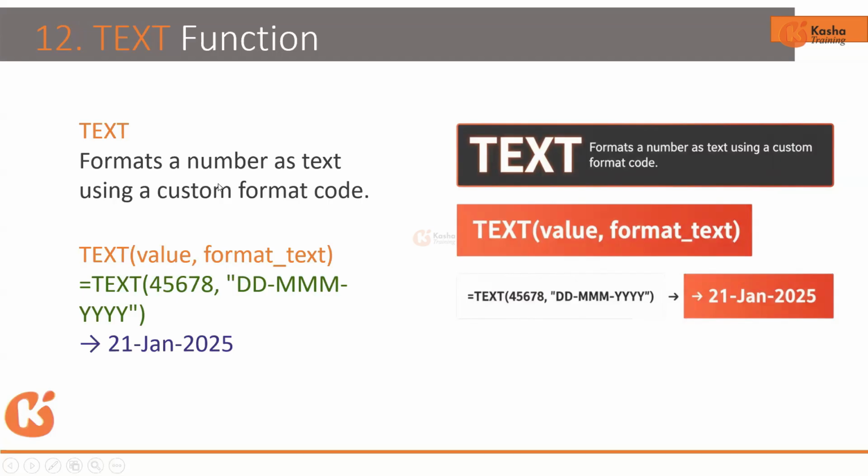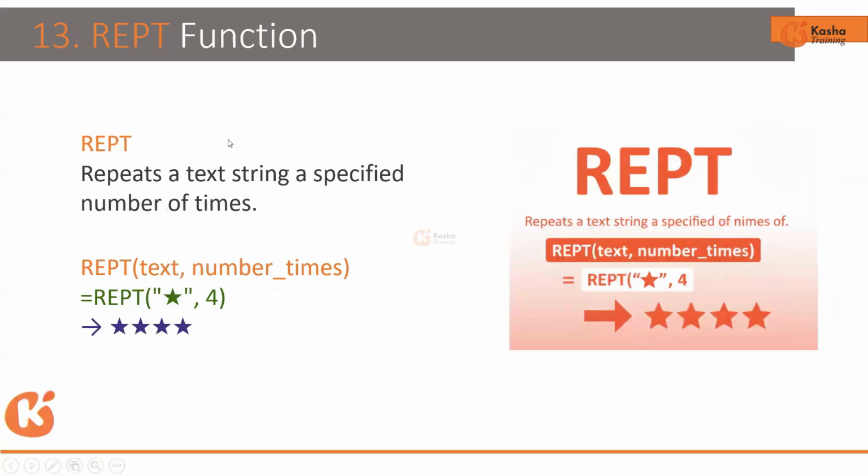And so let's see the further thing here. So we have REPT. The REPT function takes a text string and specifies the number of times you want to repeat a particular text. Like, for example, I want to repeat this star 4 times. So here you can see it is coming as 4 times. So that was about all these 13 functions in your text formula.